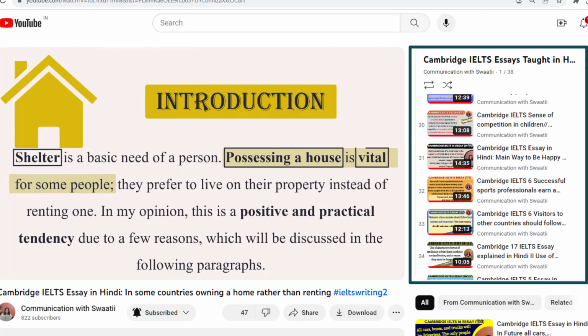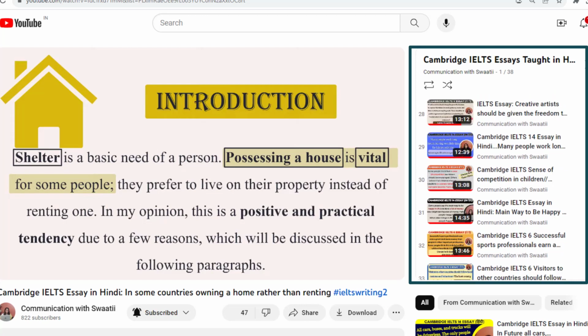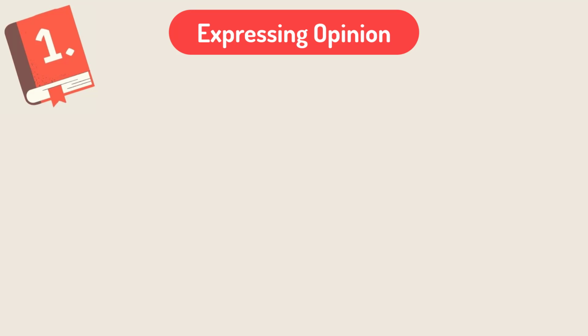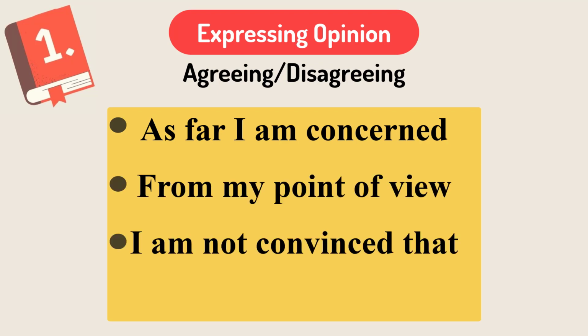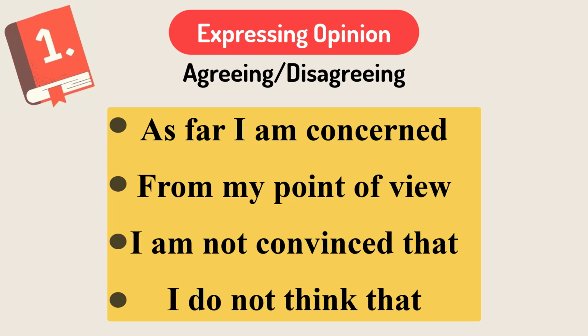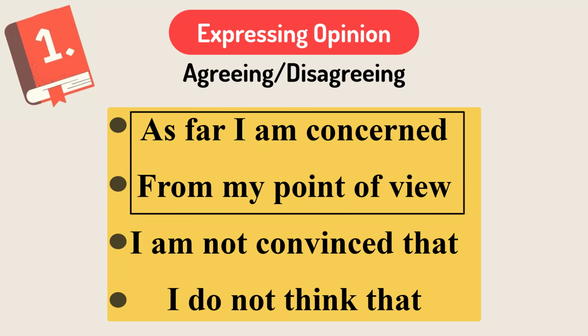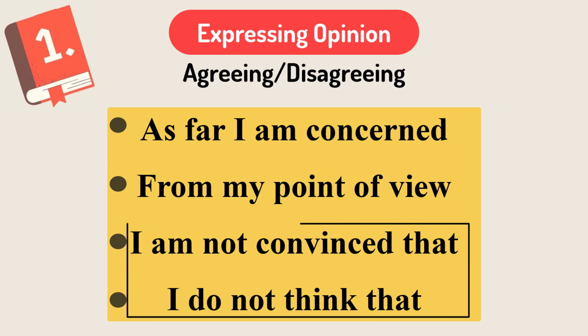Okay, now coming back to our main topic. Our first category is expressing opinion. The case where you express your opinion, you agree or disagree with something. So I mentioned 4 such phrases. As far as I am concerned, from my point of view, I am not convinced that, I don't think that. The first 2 are neutral and are used to offer an opinion, agreement, or disagreement. You can use the next 2 when you are not convinced with a certain idea or thought.